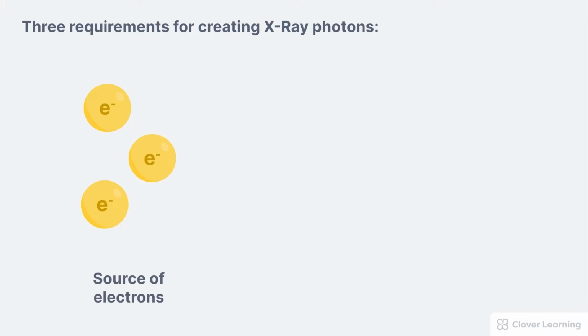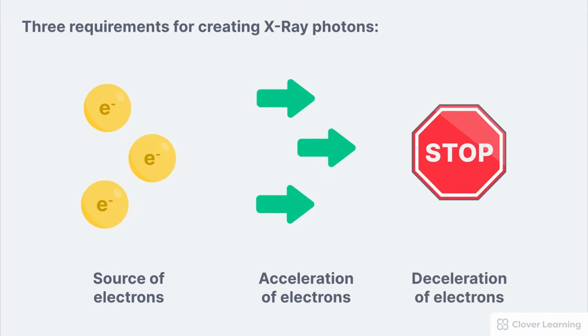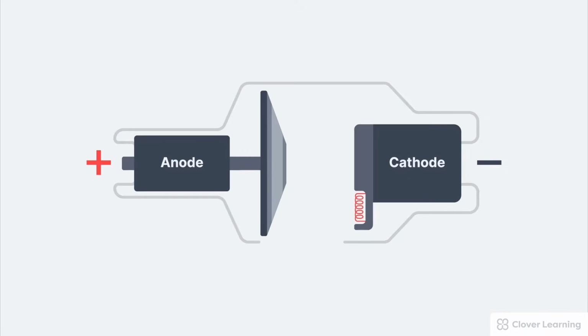First, a source of free electrons. Secondly, a means of accelerating those electrons. And thirdly, a process for deceleration of those electrons. Each of these steps is controlled by different components and processes inside of the X-ray tube.